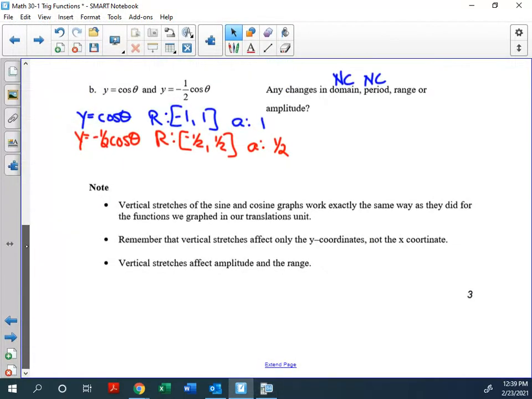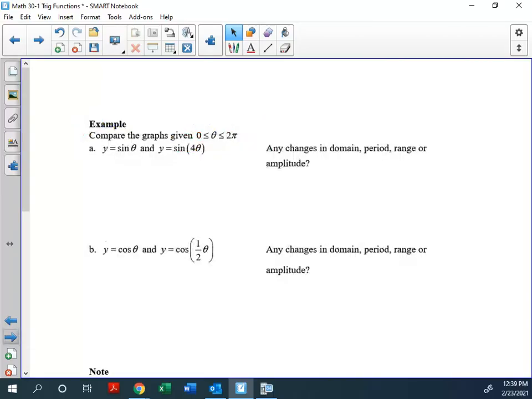All right, so notice vertical stretches work the same way that they always did. Remember, vertical stretches only affect what is going along the y. Vertical stretches, we can now say in trig, affect the amplitude and the range. Those are our two y parameters that they're going to affect. How'd that go? All right.